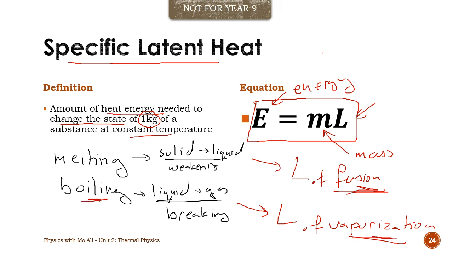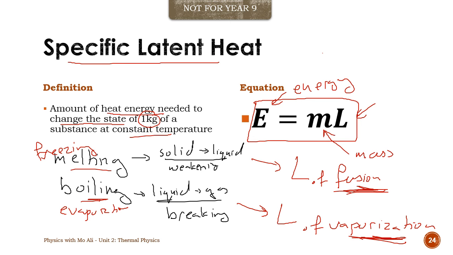Now, it doesn't only have to be boiling. It could be boiling, it could be evaporation, and instead of melting it could be talking about freezing. It doesn't really matter. But melting and freezing are denoted by fusion. Boiling, evaporation, and condensation are denoted by vaporization.